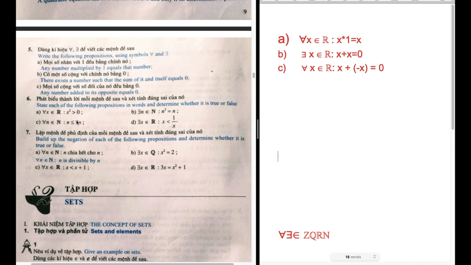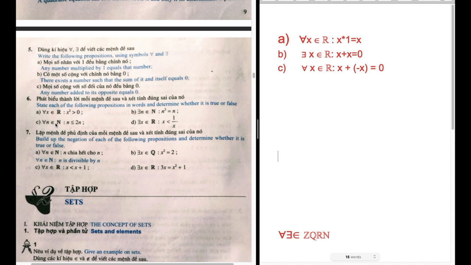There are two ways, the first way and the second way. Any real number squared is greater than 0. B. There exists one number x, an element of natural numbers, where x equals itself. Or there exists a natural number x where x equals itself.